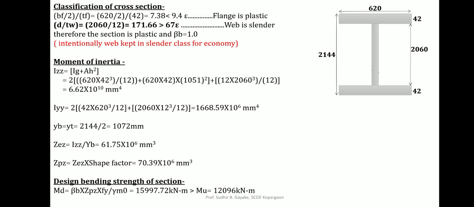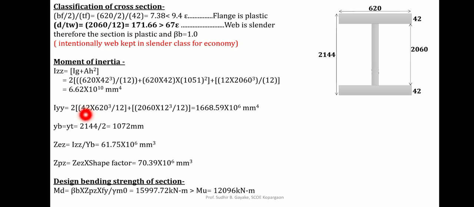So calculating moment of inertia, again Ig plus A h square, applying the parallel axis theorem and finding out the perpendicular distance between two parallel axes. So initially BD cube by 12 plus area into h square. So h in this case will be 2060 divided by 2 plus 42 by 2, that is almost equal to 1051 square. And second, BD cube by 12 for 12 web thickness multiplied by 2060 cube divided by 12. So this is going to be your moment of inertia about z side.